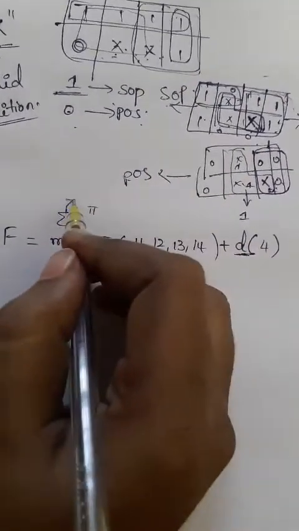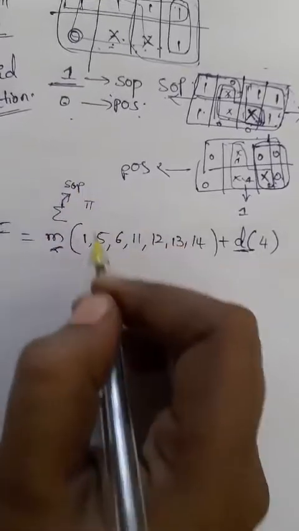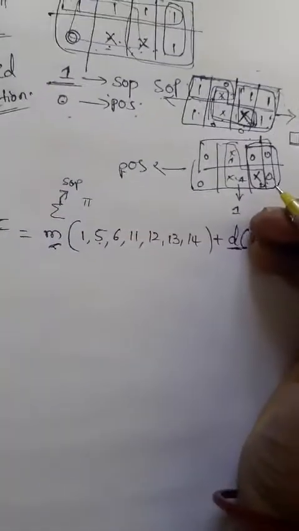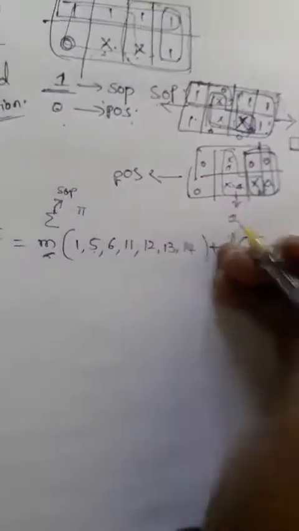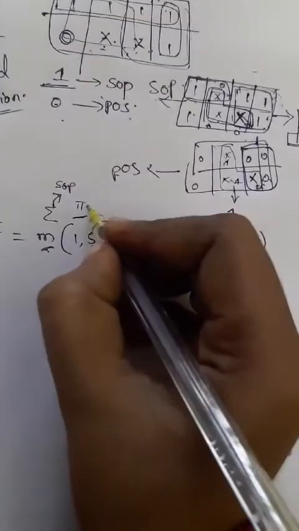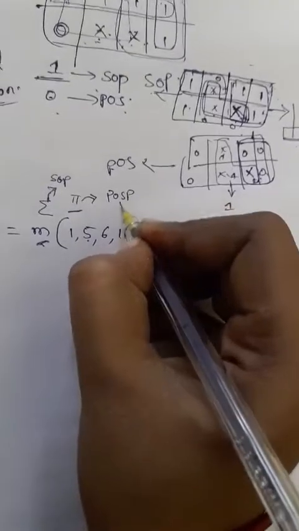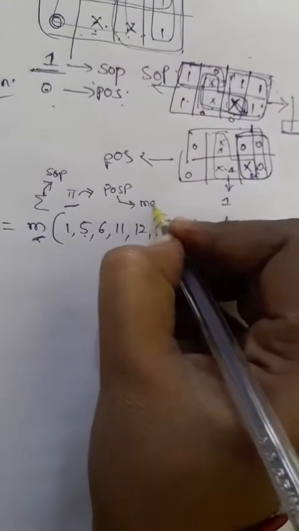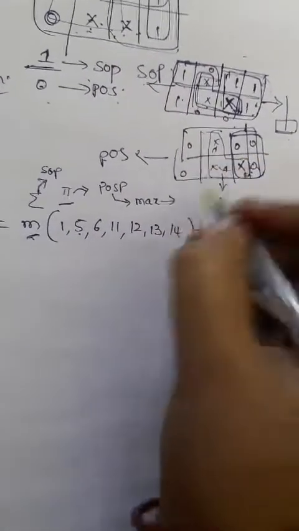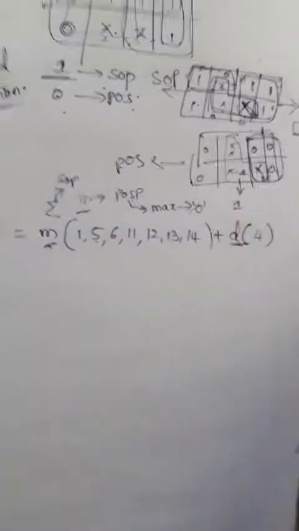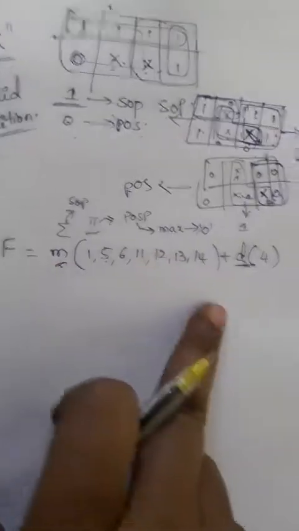Sigma notation is nothing but an SOP expression, which we can represent as min terms, that is, the cells equal to 1. And pi is nothing but a product of sums expression, which will be represented only as max terms. Max terms in the K-map are represented by the cells with zeros, right? So here we have the function directly in the form of min terms.